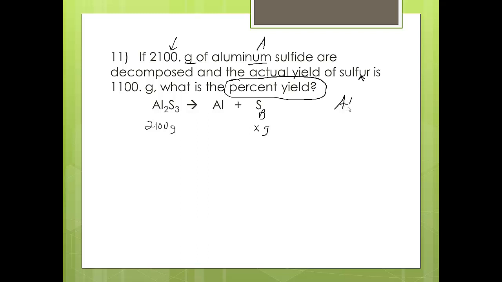So what do I need? Okay, molar mass of aluminum sulfide. If I take 2 aluminums plus 3 sulfurs, 150.2 grams per mole. Notice I'm using 4 significant figures, especially because there's 4 significant figures in there. Sulfur, the molar mass, 32.08 grams per mole. Okay, what do I need to remember to do? Balance.